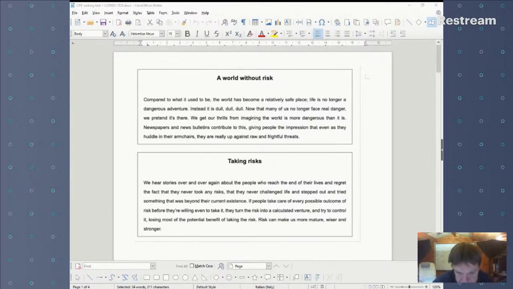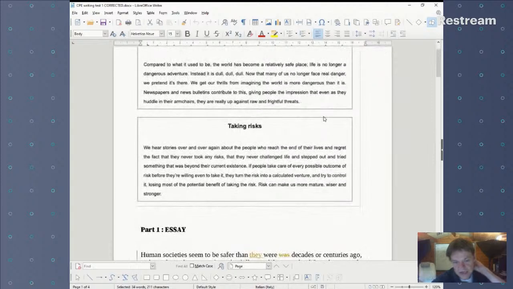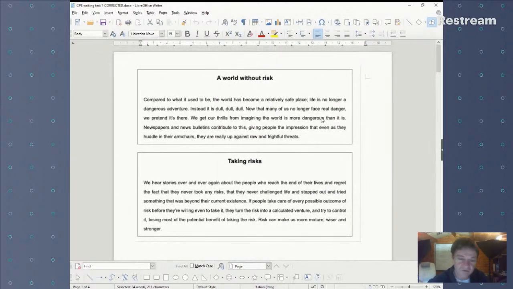So let's get started, and I'm going to read through the task first. So the task is part one, where we talk about two different viewpoints and reword their position. So let's have a read of them.